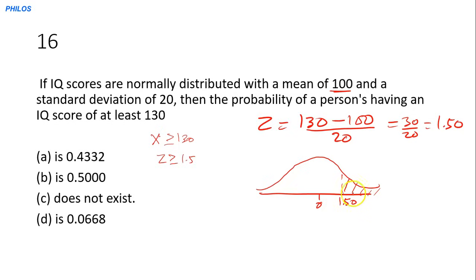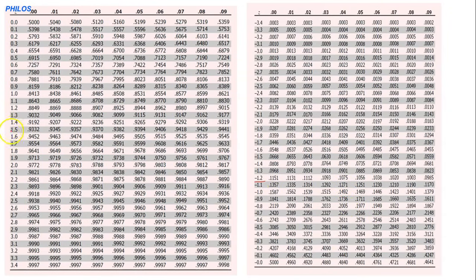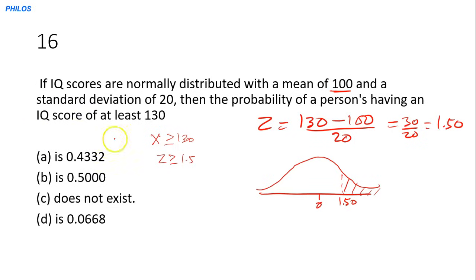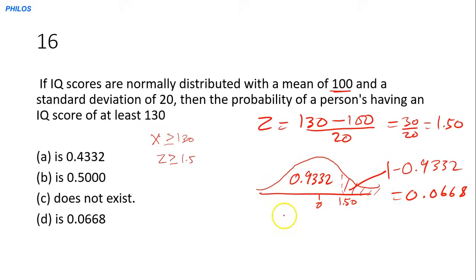So to get it, we go to the z table to check for 1.50. So let's check 1.50. That is 0.9332. So which means area to the left. So 0.9332. So to get this area, we say 1 minus 0.9332. So 1 minus 0.9332 will give us 0.0668. So the correct answer for question 16 is D.